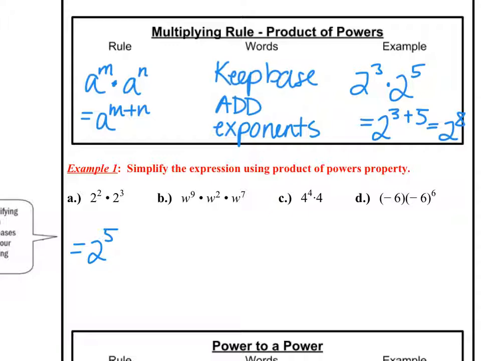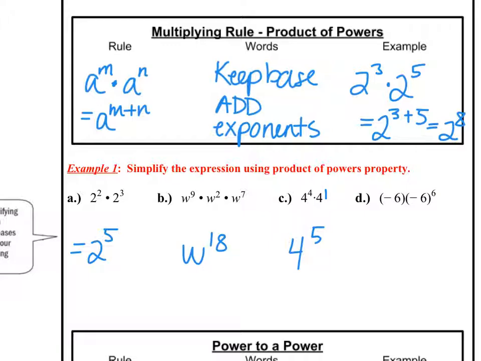Next one, W to the ninth, W to the second times W to the seventh. How many total do you have? 18. Is that right? Yeah, you add them up. 9 plus 2 is 11, plus 7 is 18, so W to the 18th. Ooh, I like this next one. 4 to the fourth times 4. How many 4's? This is 4 to the first. So in total there are 5. 4 to the fifth. Add your exponents. 4 plus 1 is 5.